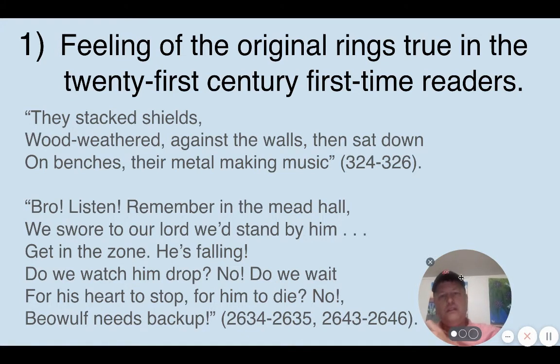Part of that feeling of experiencing the poetry in the original is the strong alliterative language and really multi-level imagery. They're big on auditory images. And here we go. This is Beowulf's soldiers, Beowulf's thanes, coming into a new mead hall, dropping off their weapons. "They stacked shields, wood-weathered, against the walls, then sat down on benches, their metal making music." I love that, metal making music. That's really, really authentic and great.